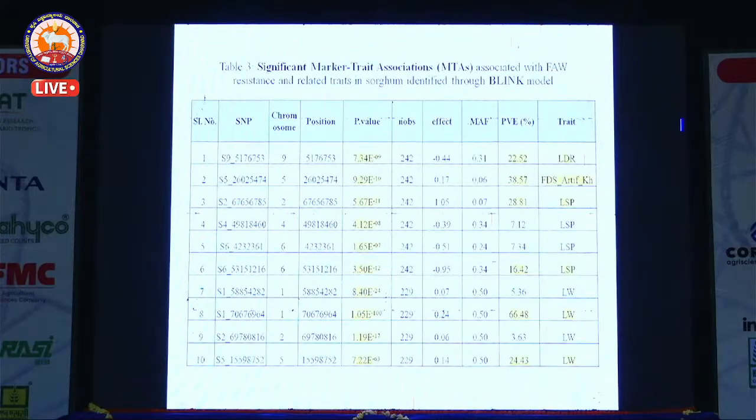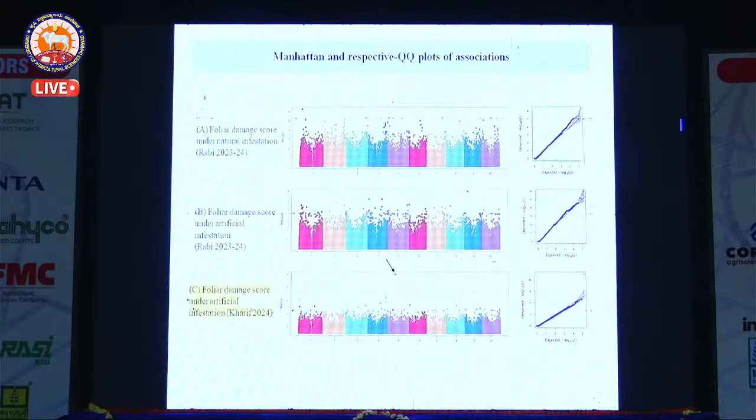And through the Blink model, we have got 10 significant MTAs, where you can see the p-value ranging from 10 to the power minus 7 to 10 to the power minus 100. They explained a good phenotypic variance, ranging from 3 to 66% of the variance. And so you can see the Manhattan and respective QQ plots of the association.